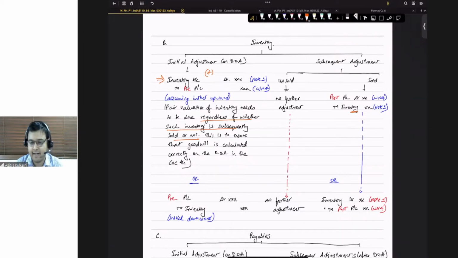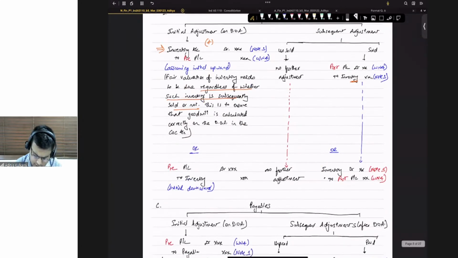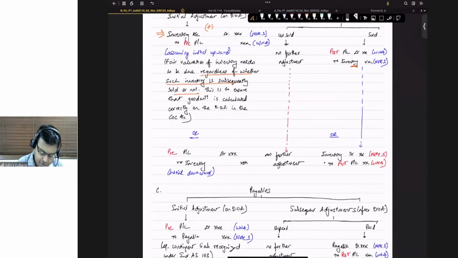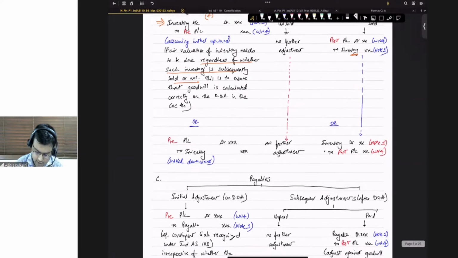So credit inventory minus 1000. But when are you getting the profits? Post period. So remove it from the post profit and loss account. Okay, so this is where your impacts will go. Downward revaluation: if there is a downward revaluation, pre P&L account debit to inventory, and the corresponding impact will be inventory account debit to post P&L.